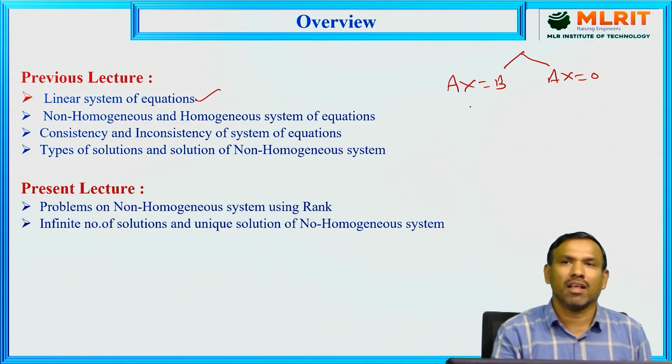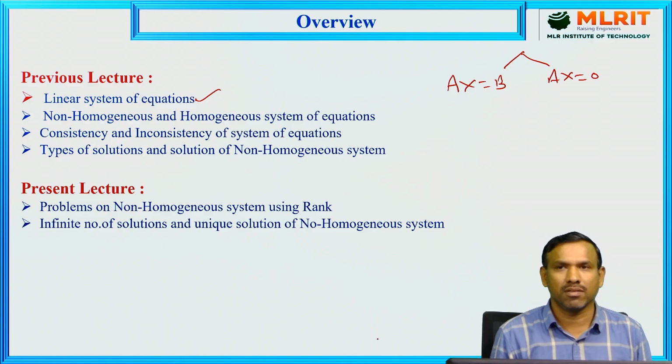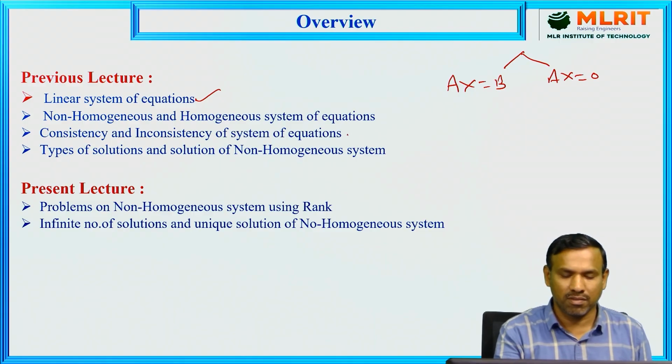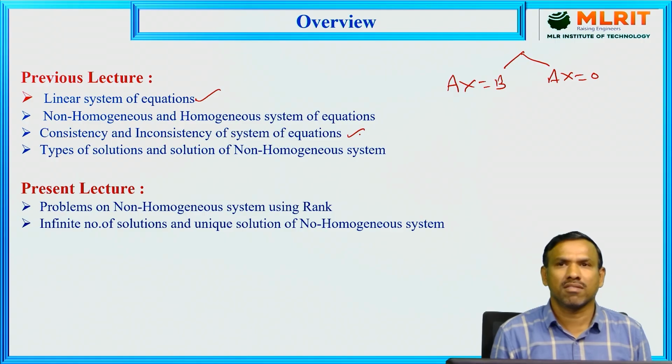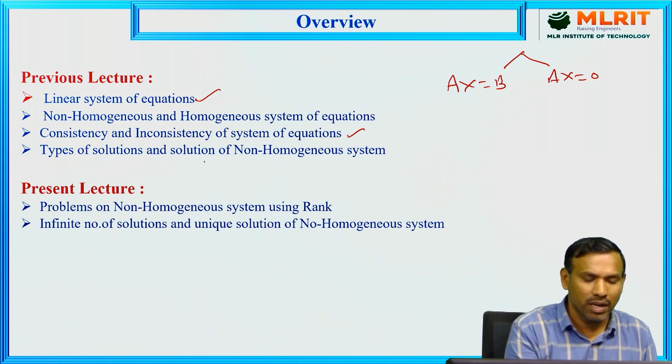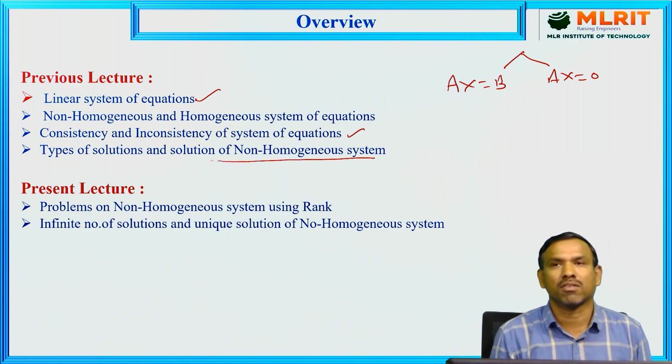In the previous class, we have clearly discussed what is homogeneous, what is non-homogeneous, and consistency and inconsistency of system of equations. The given system of equations is said to be consistent if it has at least one solution, and inconsistent if it has no solution. That also we have discussed. And what are the solutions of a non-homogeneous system of equations?